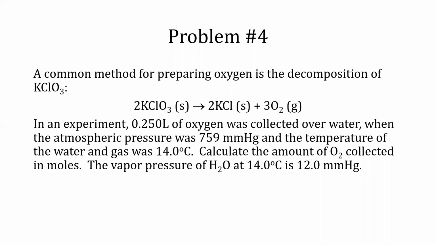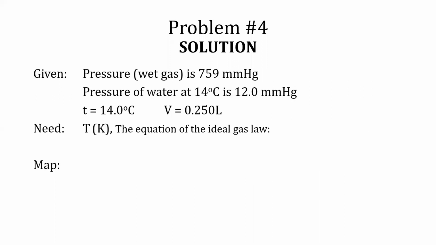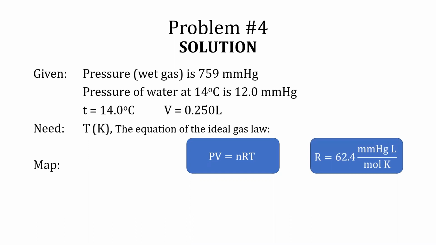It is given that the pressure of the wet gas is 759 mmHg. The vapor pressure of water at 14 Celsius is 12 mmHg. T is 14 Celsius, and V is 0.250 L. One needs to express the temperature in Kelvin units and needs the ideal gas law, in which PV equals nRT, where R is 62.4 mmHg L per mole K.